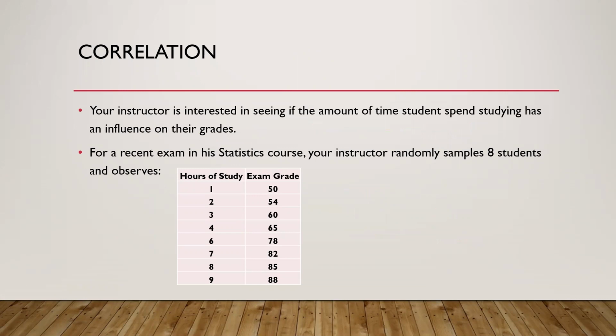Your instructor and me is interested in seeing if the amount of time students spend studying influences their grade. Let's just pretend that for last semester, for my statistics course, I sampled 8 students and I asked them how many hours of study they had, and then I looked at their corresponding exam scores. So how many hours they put into studying for the midterm exam. I have hours of study and exam score here. First thing here, I want to have 2 variables. I want to define what's going to be the explanatory variable, and which will be the response variable.